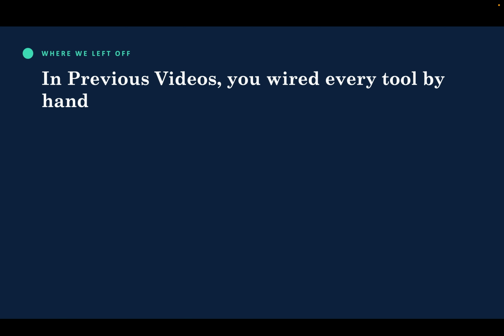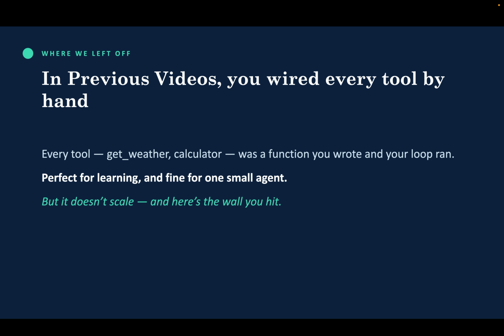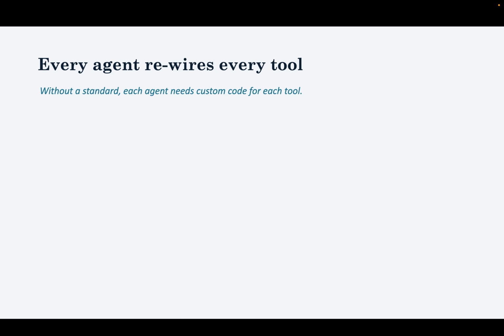In previous videos you wired every tool by hand. If you remember, we talked about tools and how we create them, and in the demo I provided a function for a tool, for example get weather or calculate the temperature, and all of these functions resided inside the code base. Perfect for learning, fine for a small agent, right? That architecture is perfectly fine for a small agent, but the problem is it doesn't scale, and that is where you hit the wall.